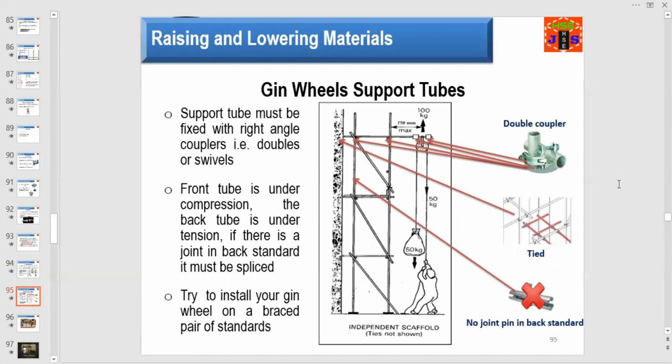Support tube must be fixed with right angle couplers, doubles or swivels. The front tube is under compression. The back tube is under tension. If there is a joint in the back standard, it must be spliced. Try to install your gin wheel on a braced pair of standards.